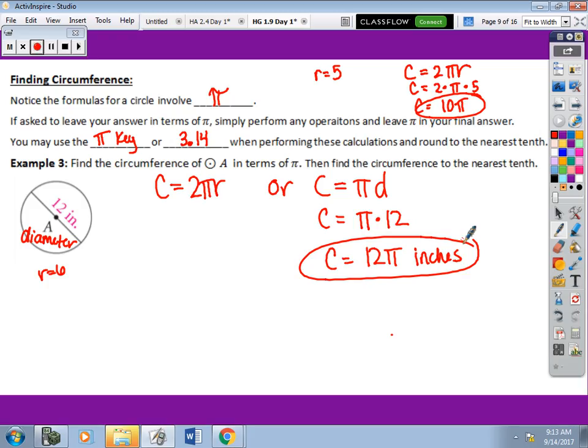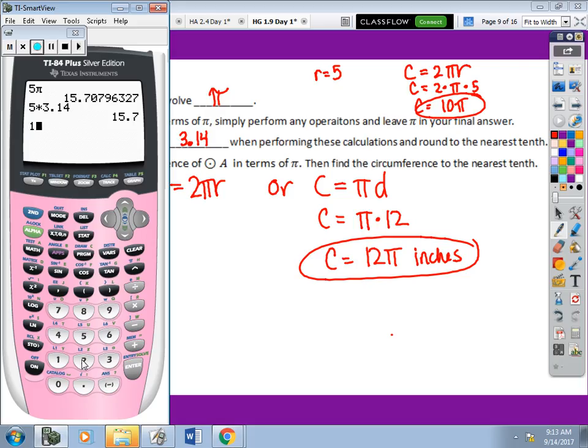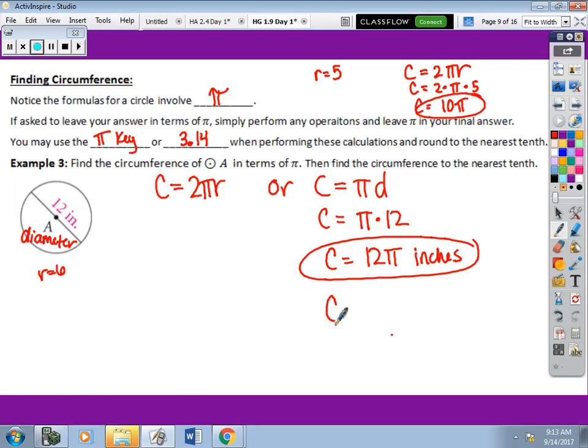Then they want us to find it to the nearest tenth. So now we'll go to our calculator and we'll type in 12 pi, hit enter, and who could round that properly to the nearest tenth? 37.7. Good, 37.7, and that would be again inches. So same answer, just two different forms.